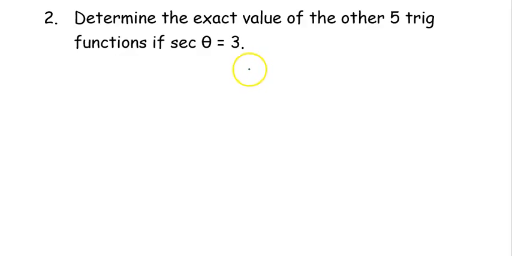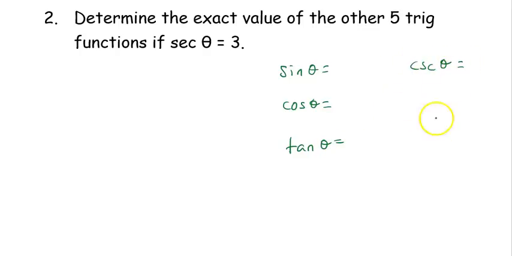Okay, example 2 says determine the exact value of the other 5 trig functions if secant of theta is 3. So I'm going to go ahead and set those up. I'm going to need sine, cosine, tangent, cosecant, we already have secant, and cotangent. Without any other work, I can figure out the cosine because it's the flip of secant. Some of you are like, well, how do you flip 3? You remember that it's over an imaginary 1. So if I flip that, my cosine is 1/3.